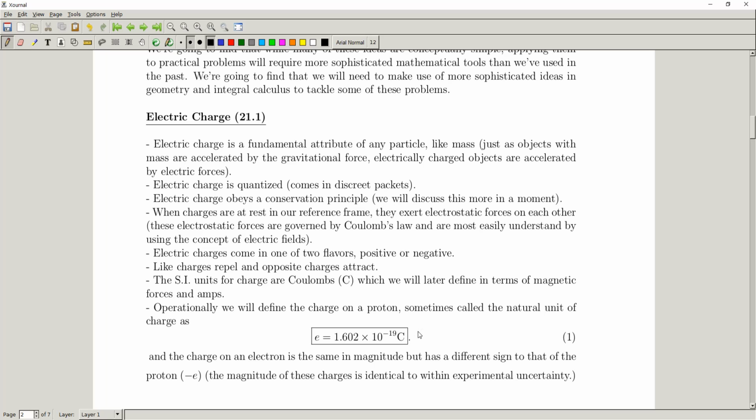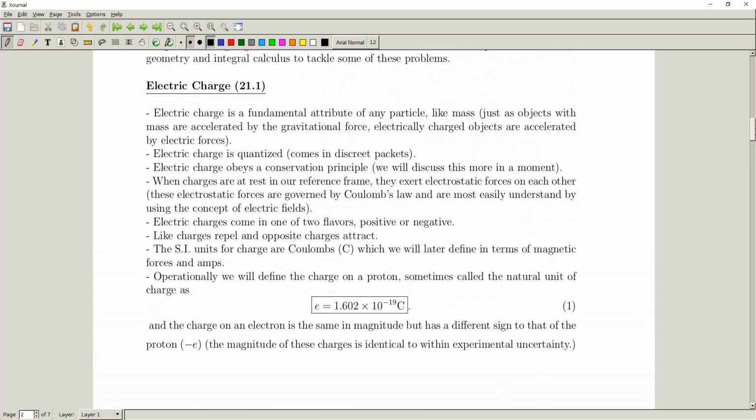This is definitely a number you want to commit to memory, because you want to know the charge on a proton, and this is also the charge on an electron, except in the case of an electron, it picks up a minus sign, right? So as far as we know, to within experimental uncertainty, the charge on an electron and the charge on a proton have the same magnitude. They just have opposite signs, okay? And as far as we know, to experimental uncertainty, this is true, okay?